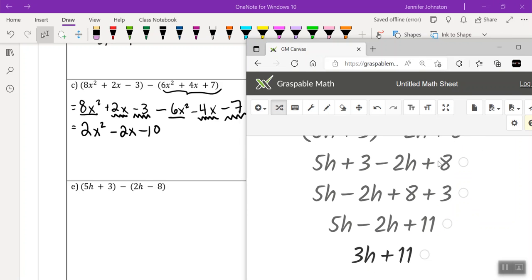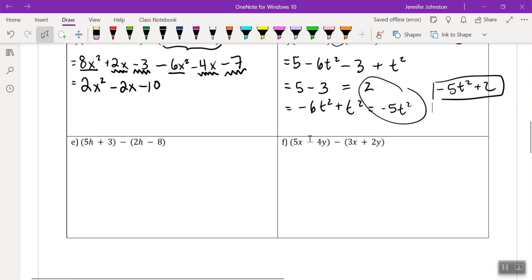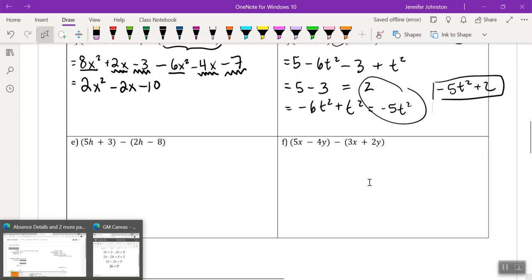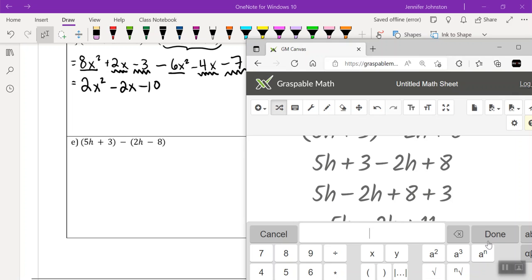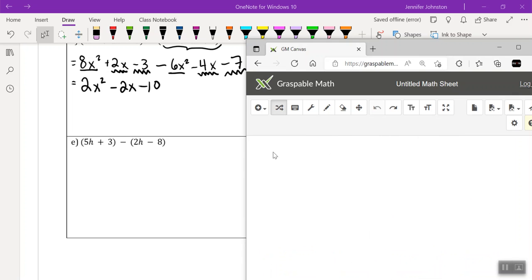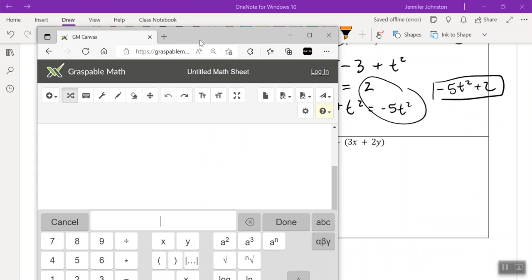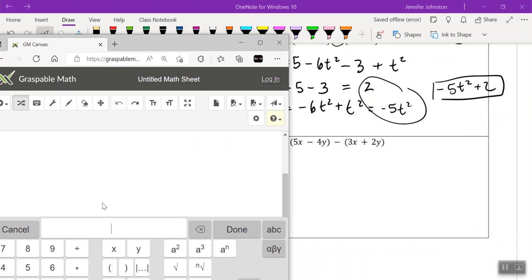So again, anytime you can press pause, let's go ahead and try this one. You try it out, press pause, go on Graspable Math. You can use Graspable Math on your phone if you have it. And we've got to type exactly what's there: 5x minus 4y minus, and we've got 3x plus 2y. Let's go ahead and try that.